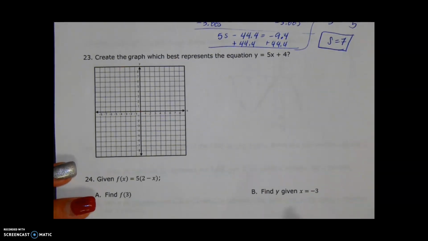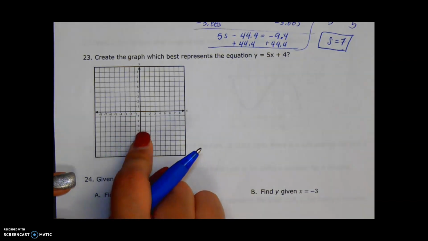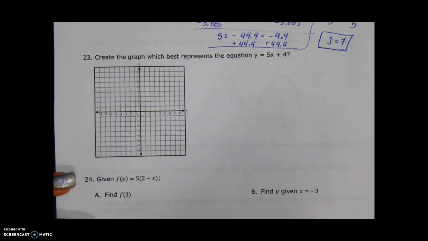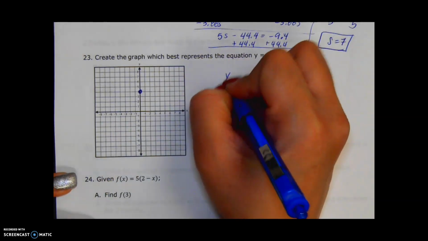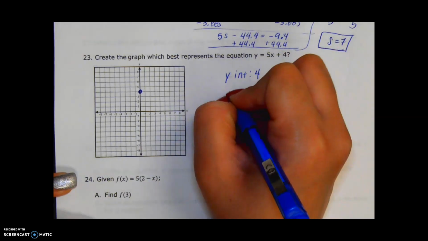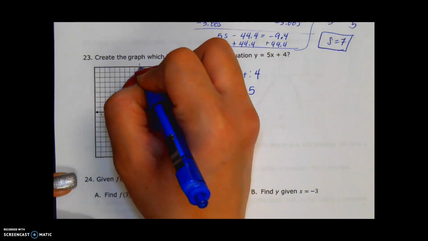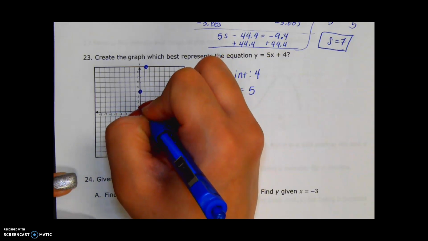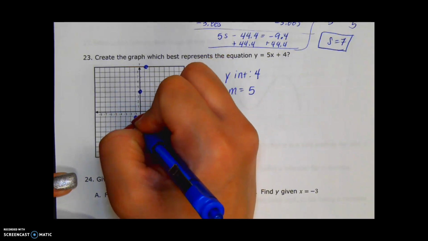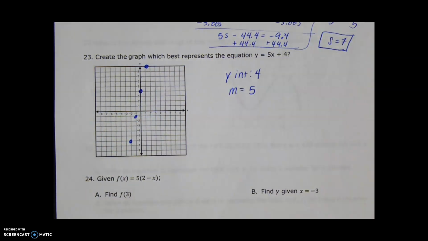Number 23, create the graph that best represents the equation y equals 5x plus 4. I think on your final they give you options and you have to choose the correct graph that matches. So we'll start with our y-intercept, positive 4. Our y-intercept is positive 4, and then our slope is 5. So I'm going to go up 5, 1, 2, 3, 4, 5 over 1. And to create some more points on the line, I'll go down 5, left 1, down 5, left 1, connect my line, and I'm done.